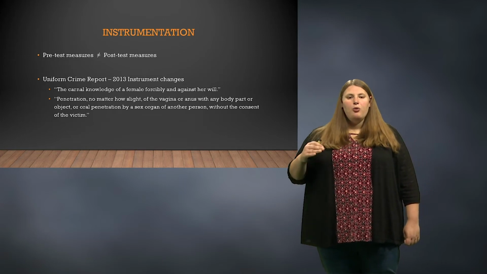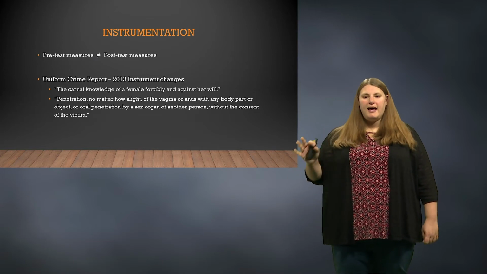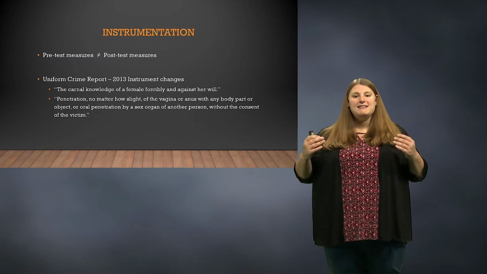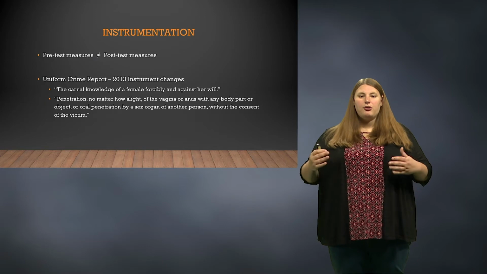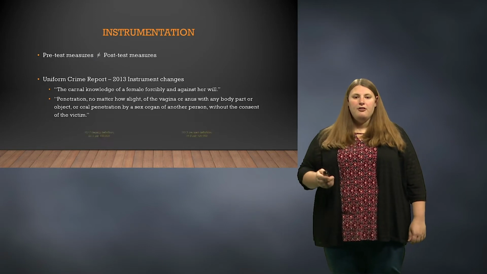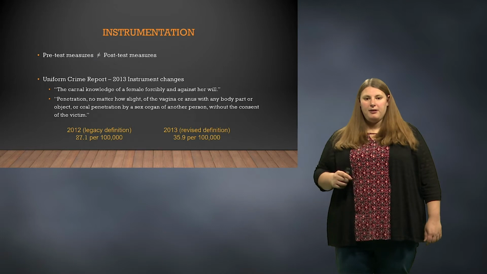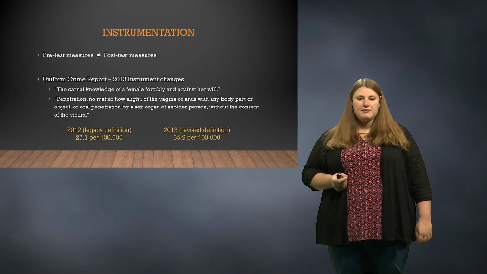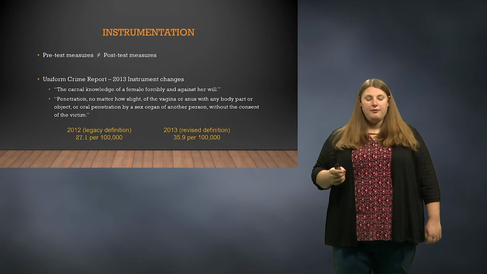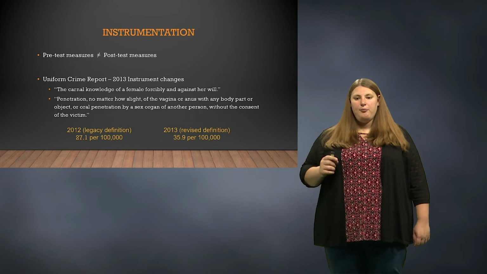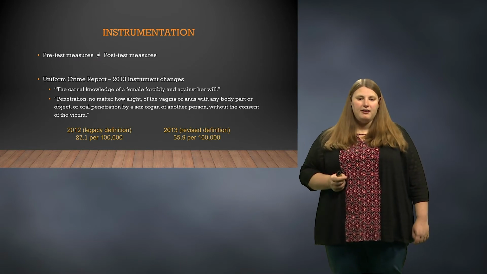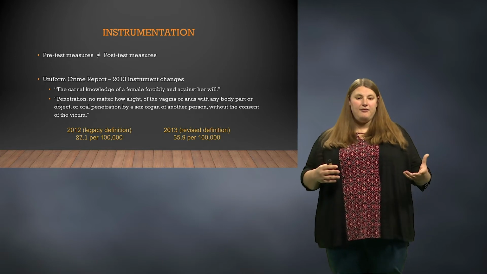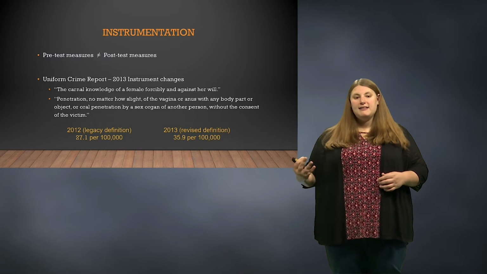When you look at the UCR data, the FBI segregates the data from 2013 and beyond from the data that's gathered previously because it's acknowledged that the definitional changes create major changes in the reporting. For instance, the 2012 rate of rape in the United States was calculated at 27.1 instances of rape per every 100,000 people. The 2013 rate of rape rose substantially to 35.9 instances of rape per the same 100,000 people. The UCR labels each of these rates as belonging to the legacy definition, meaning the original, or the revised definition.